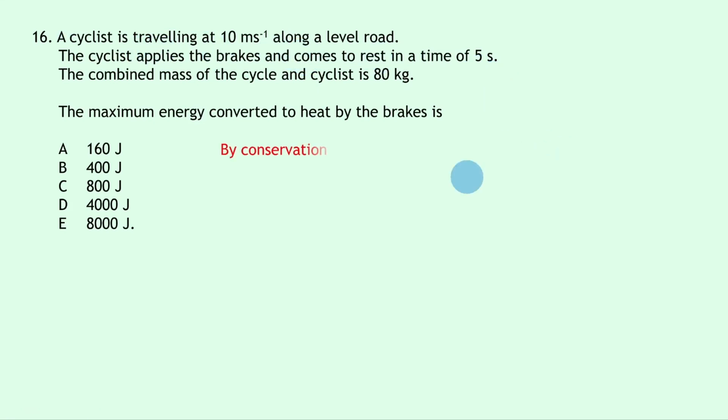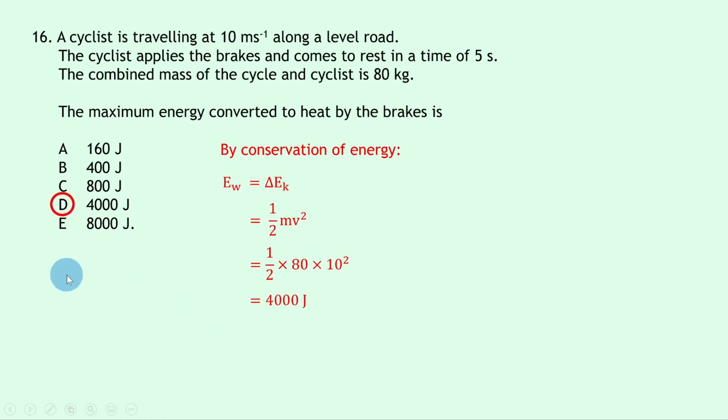So we could say that by conservation of energy, the work done W by the brakes to produce heat is going to equal the change in kinetic energy to bring the cyclist to a stop. So this change in kinetic energy is simply equal to the kinetic energy expression, a half mv squared, because the final velocity would be 0. So we're looking at the initial kinetic energy here and the final kinetic energy would be 0. So we don't have to take that into account here. So this is equal to a half times the mass of 80 kilograms times the speed of 10 squared. Putting that into your calculator should give you an answer of 4,000 joules. And that is the answer of D here.